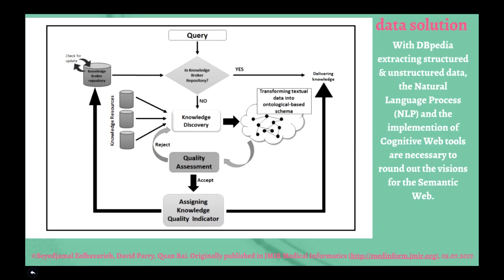Using the ontological-based schema approach helps to transform textual data into an ontological-based schema. There's a quality assessment that occurs, and then the quality control happens. So ultimately, the repository and the ontology are built by assigning linked open data protocols, authenticating the knowledge, and quality control, so checkboxing that yes, this is quality and verifiable information, and then returning that knowledge or that information back to the user.